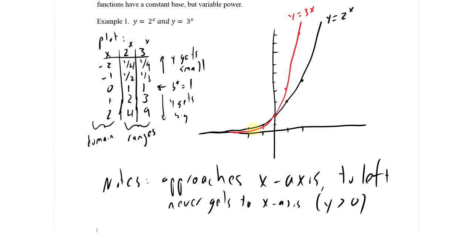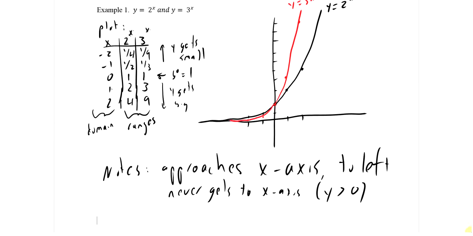Right? So these curves, as you go out to the left, get closer and closer and closer to the x-axis, right? Y gets smaller and smaller and closer to 0. Never actually gets there. Y is always greater than 0.